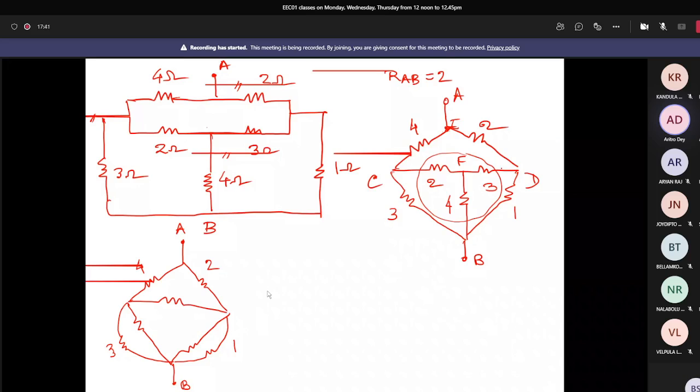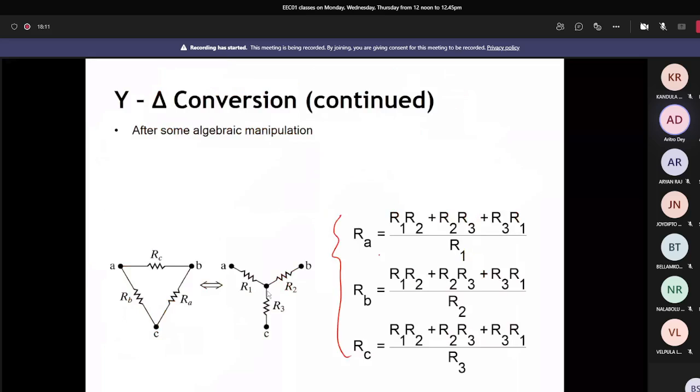So what will be the expression for this resistance if it is, say, R1, R2, and R3? R1 we are converting from star to delta. R1 will be 6, I think. Maybe let us just go step by step. So what was the expression? R1 R2, R2 R3, R3 R1 divided by R1, isn't it? RA is equal to that.